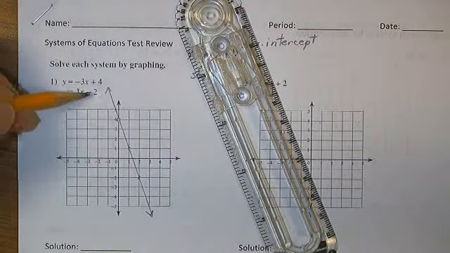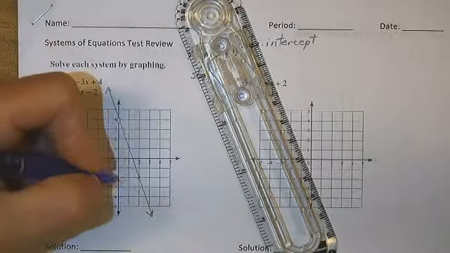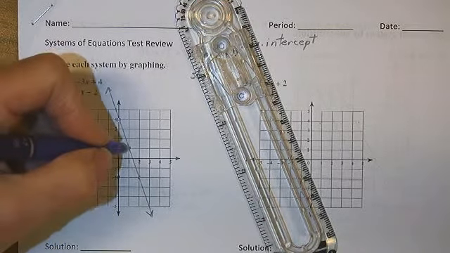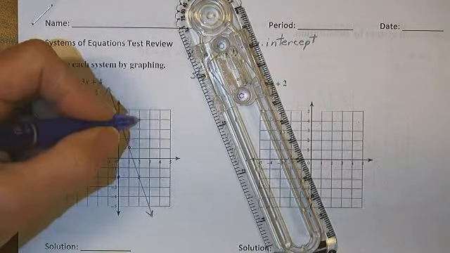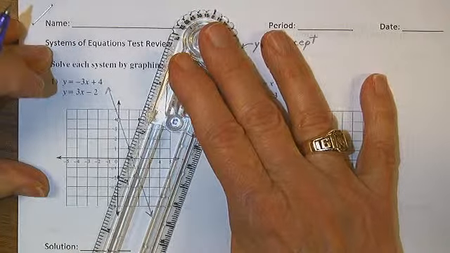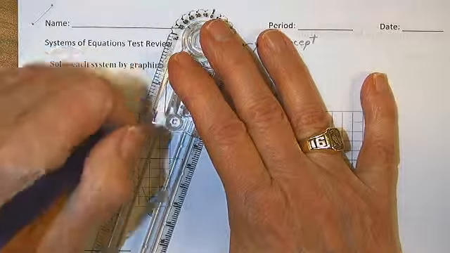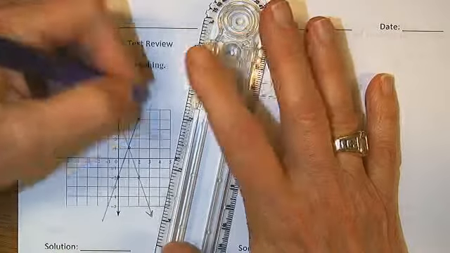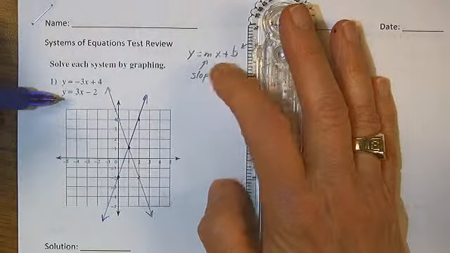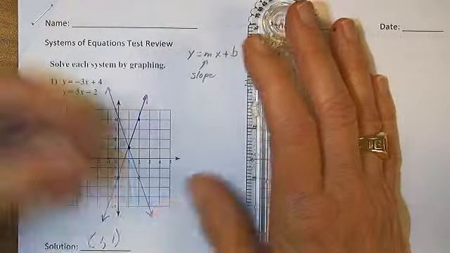Y equals 3x minus 2. My y-intercept is negative 2. My slope is plus 3. 1, 2, 3 over 1. Look how quickly I found my solution to this set of equations. Remember, when we're looking at systems, we're asking the question, do these two lines intersect? And yes, they do at 1, 1.